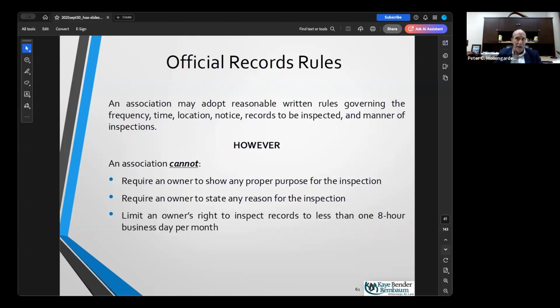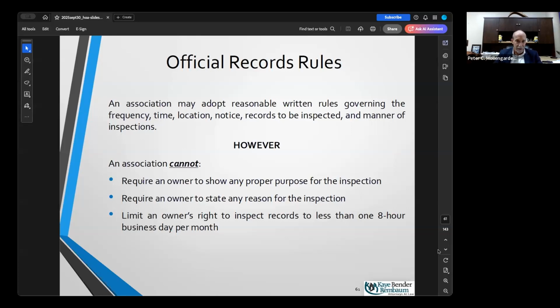Now, I've been doing this a long time, and so many times I hear from my clients, we're not going to give the records to so-and-so. So-and-so just wants them to harass us. Or, so-and-so is such a pain. And I'm telling you, I don't care if that person is your worst enemy, the worst enemy in the community, whatever. You cannot hold records hostage, okay? You cannot deny records. You cannot ask why they want those records.